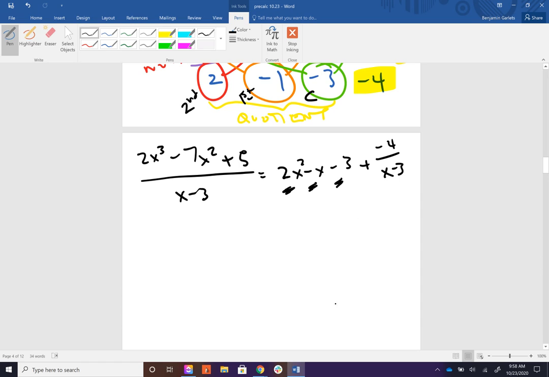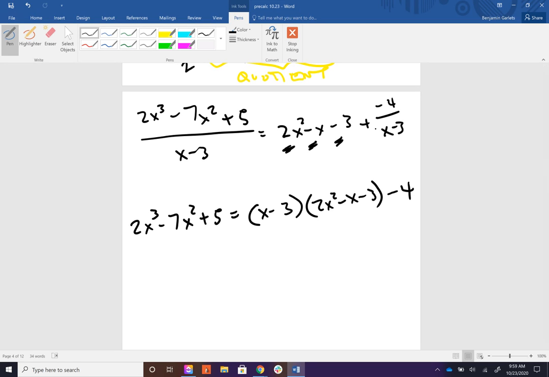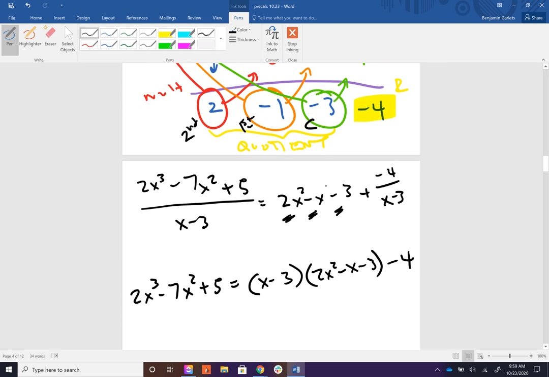But we can also use the division algorithm and say that our polynomial that we started with is equal to our divisor times our quotient plus our remainder. So two different ways to write the same thing. And I think there's a few more videos on synthetic division. So I'm going to close out, and please see those.